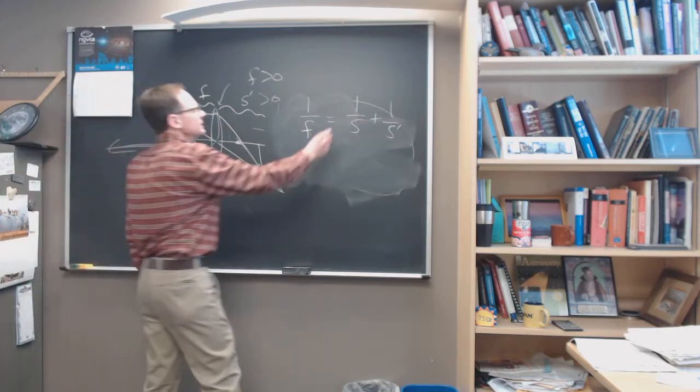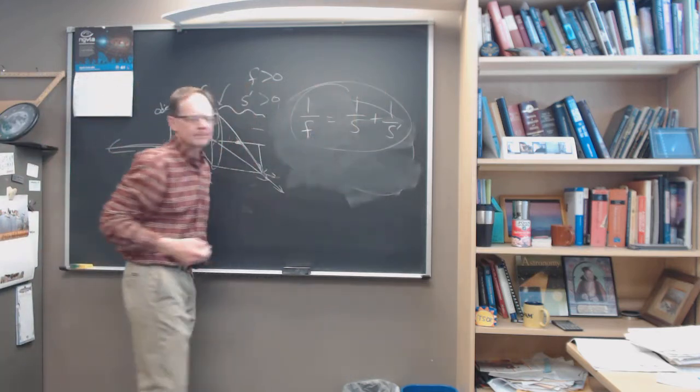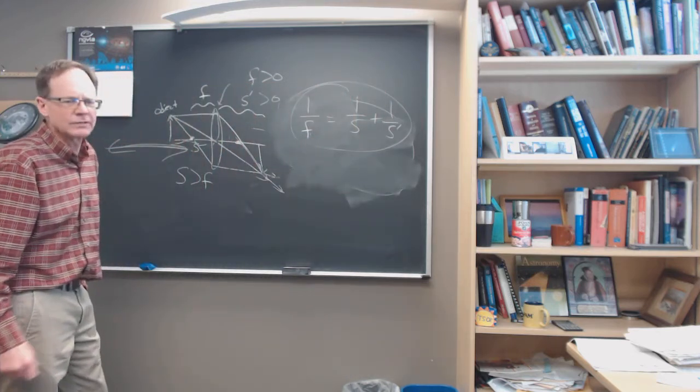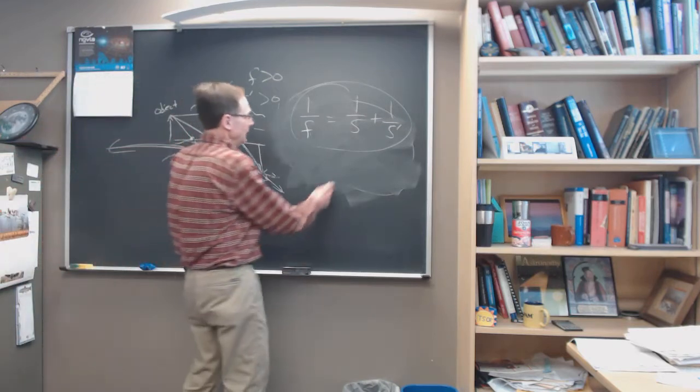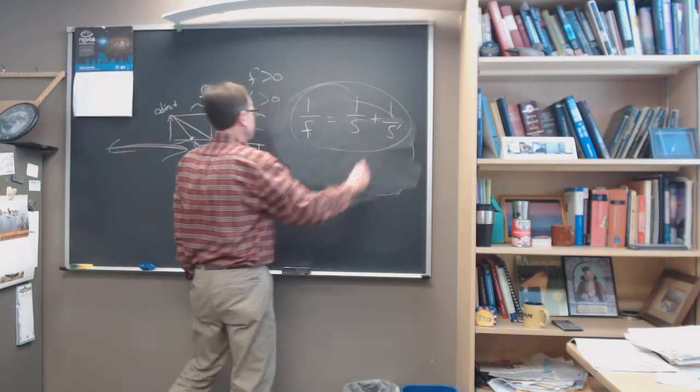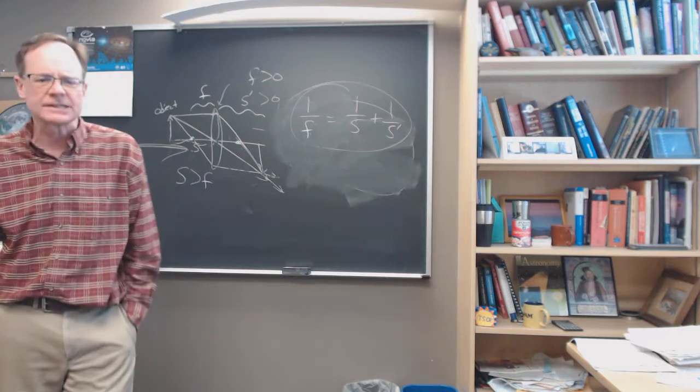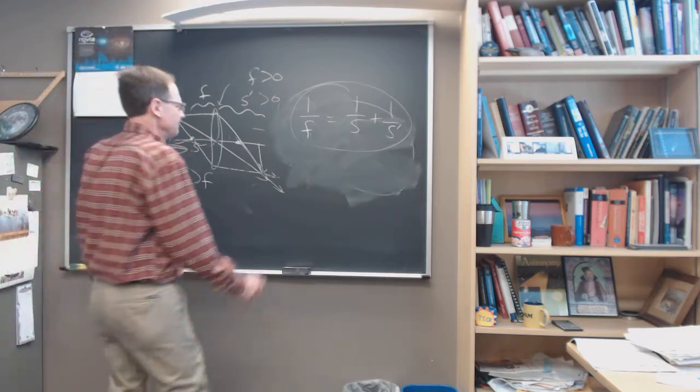So you can solve this equation in MATLAB and/or Kaleidagraph. You can solve that equation for f in terms of an object distance and an image distance, and that's your first task in this lab, to figure out what that f is.